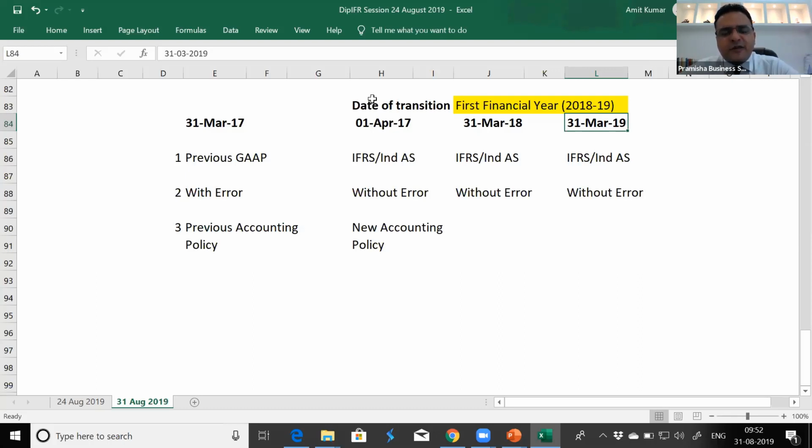If it is mentioned that the transition will be applicable from financial year 1st April 18 to 31st March 19, then also the balance sheet of 31st March 19. So language is sometimes confusing. Please understand the difference between date of transition and the date mentioned for financial year applicability. Is this clear to everyone?